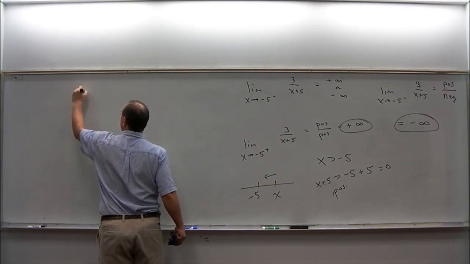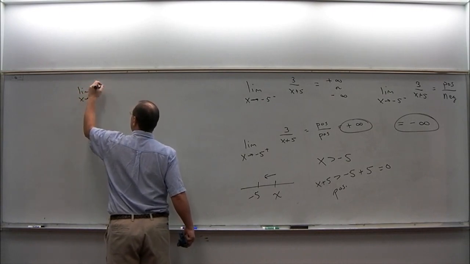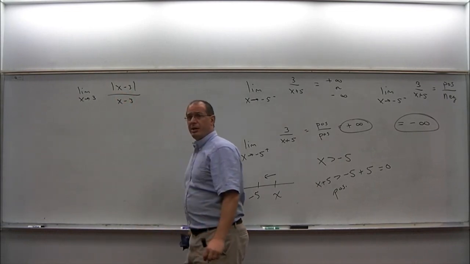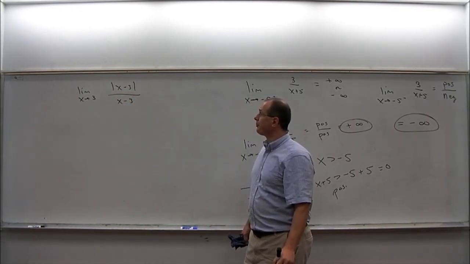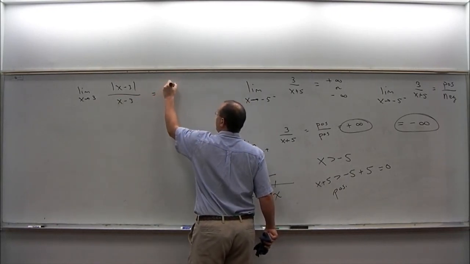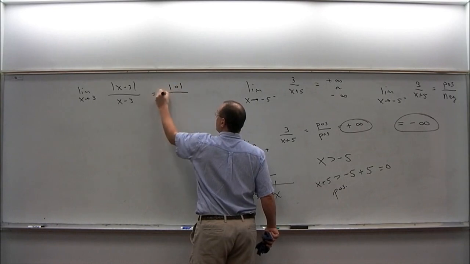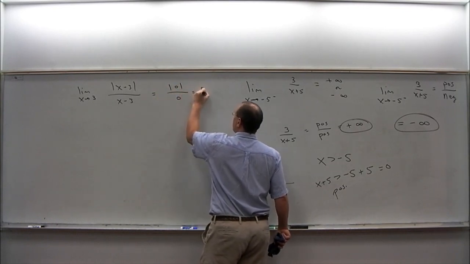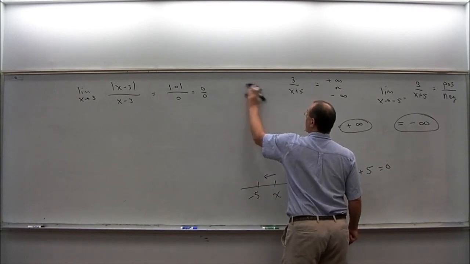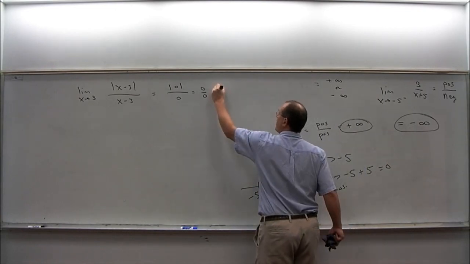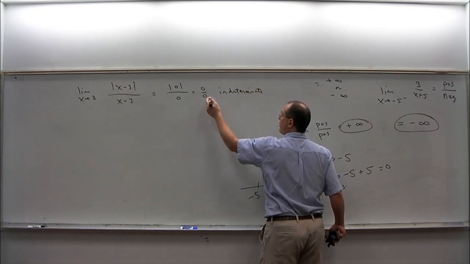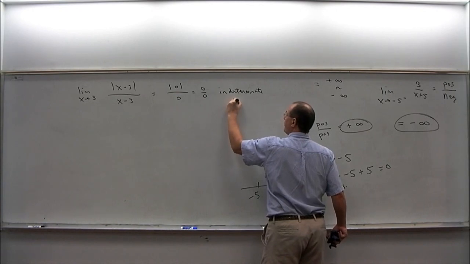So in this example, we'll look at the limit as x approaches 3 of the absolute value of x minus 3 divided by x minus 3. First analysis is plug in 3, and you get the absolute value of 0 divided by 0, which is 0 over 0. And this is an indeterminate form. We don't necessarily have a vertical asymptote in this case.